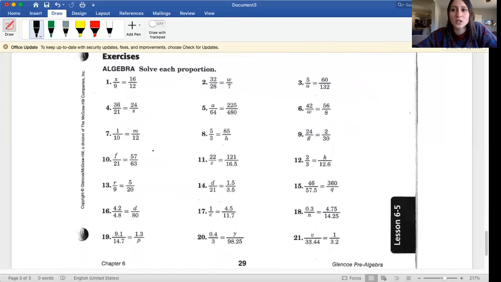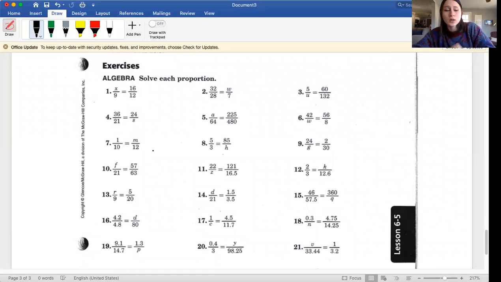So let's do one of these, and you guys can use your calculator. You can actually use your calculator for this entire chapter, so you don't even have to ask me every time. Just go for it, especially with these big numbers and decimal numbers.